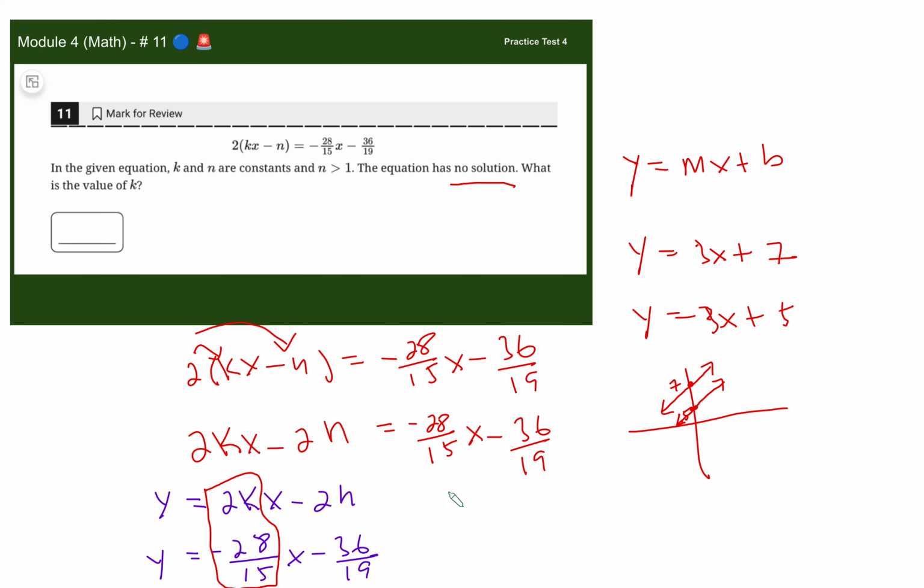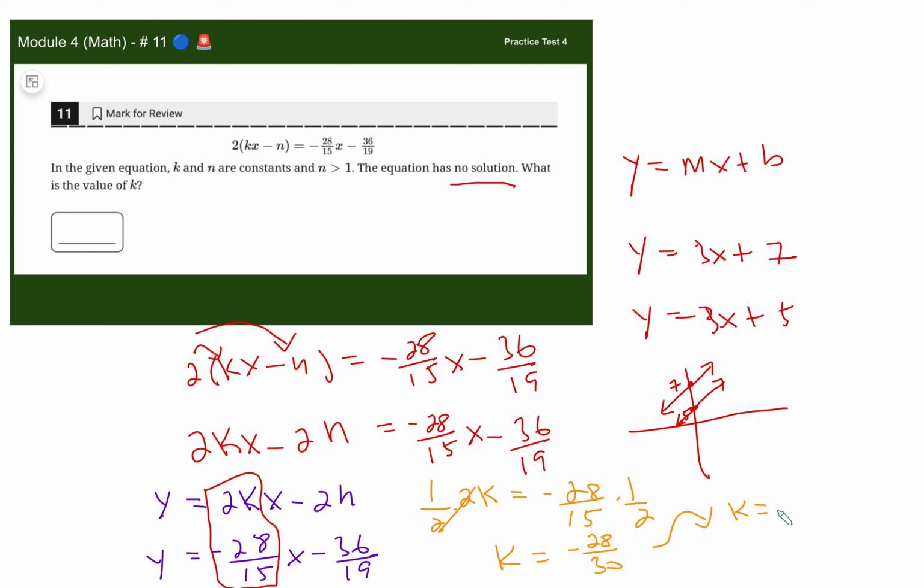All right, so watch this. I'm going to go change this color here. We're going to go 2k equals negative 28 over 15. Now I can just get k by itself. So I can multiply both sides by 1/2. That'll wipe that out. And then it'll be k equals negative 28, multiply across the top, multiply across the bottom, negative 28 over 30.